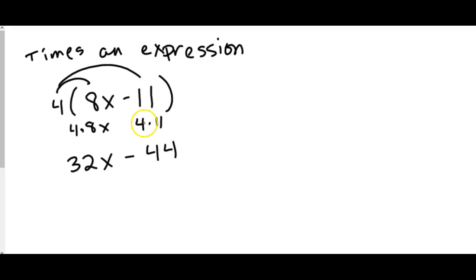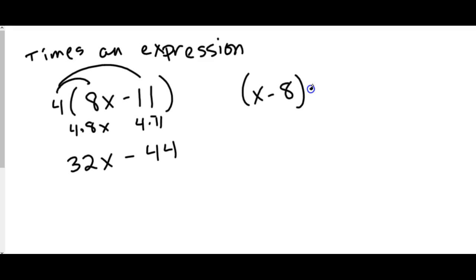You could have also thought of it as 4 times negative 11. So you could think of it as bringing down the minus and just doing 4 times 11. Or you can think of it as not bringing down the sign at all. 4 times negative 11 is negative 44, so we get a negative there.